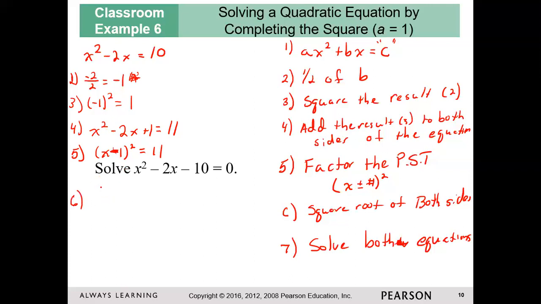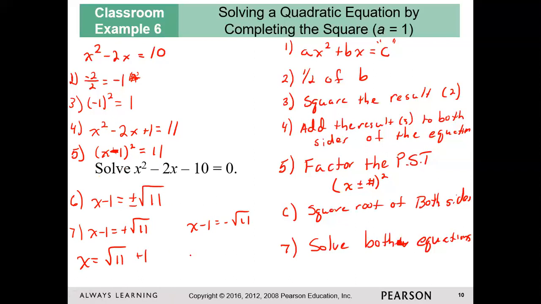Step 6. Square root both sides, so that's going to give us x minus 1 is equal to positive or negative square root of 11. And now step 7 says let's go ahead and solve both of these equations. So x minus 1 equals positive radical 11 and x minus 1 equals negative radical 11. And then we get our answers. So we get x equals square root of 11 plus 1. X equals negative square root of 11 plus 1. Those are our two answers when we're completing the square.